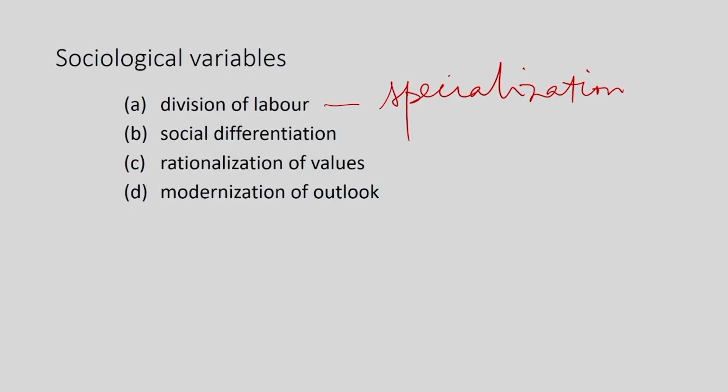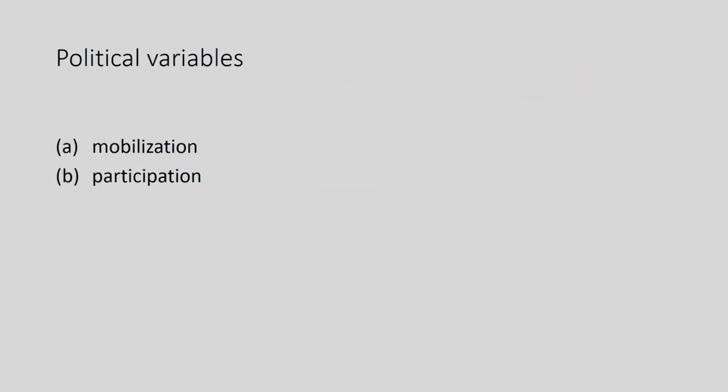And there are certain political variables, namely mobilization and participation: how different sections of the society can be mobilized and what is the degree of participation in social and public life. Participation of the people at large, cutting across classes, cutting across caste groups, cutting across gender, cutting across races and so on.